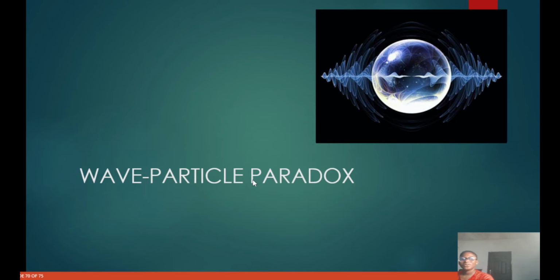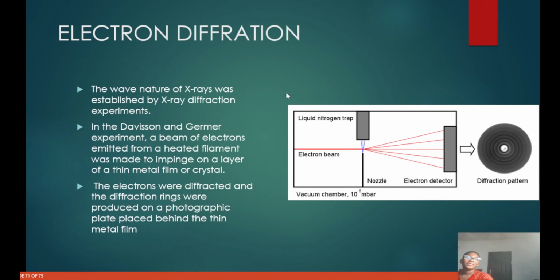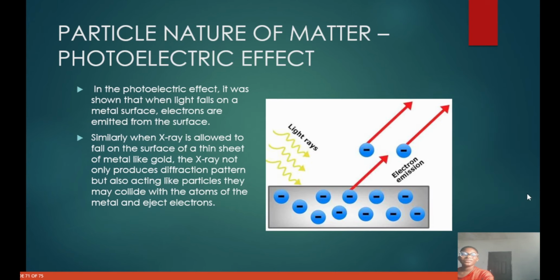Wave-particle paradox. Electron diffraction. The wave nature of X-rays was established by X-ray diffraction. In the Davisson and Germer experiment, a beam of electrons emitted from a heated filament was made to impinge on a thin metal film or crystal. The electrons were diffracted and the diffraction rings were produced on a photographic plate placed behind the thin metal film.